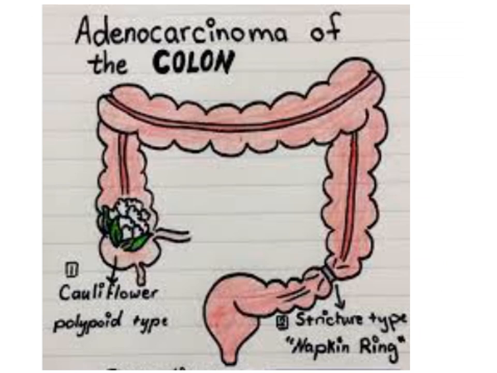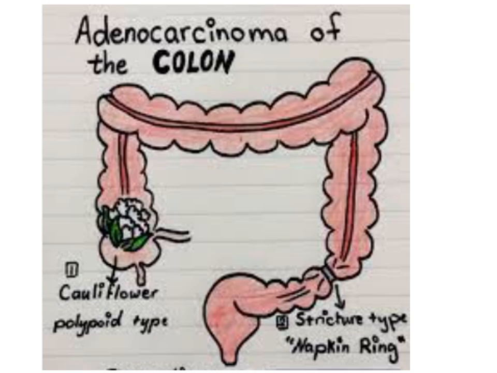Now there are adenocarcinomas of the colon on the right side and the left side. On the right side, because there is more space, they produce cauliflower-like polypoidal masses, and there is late appearance of symptoms. On the left side, they usually present as strictures, called napkin ring type strictures, and the signs appear early.